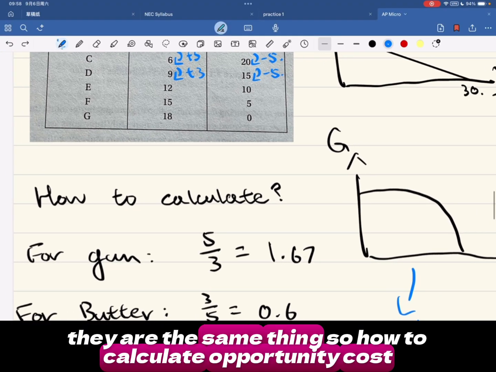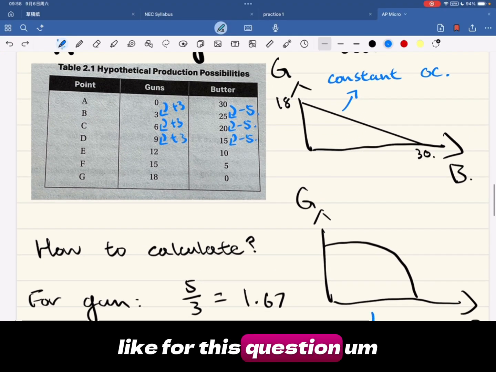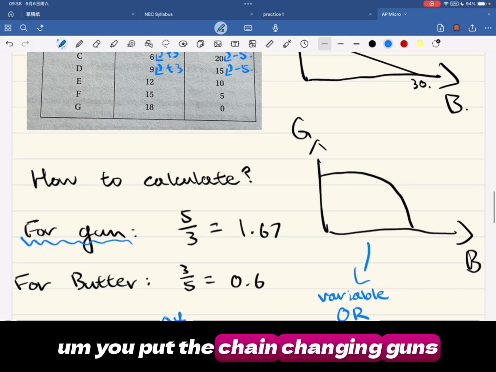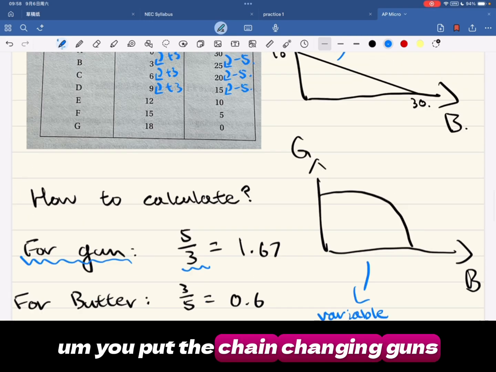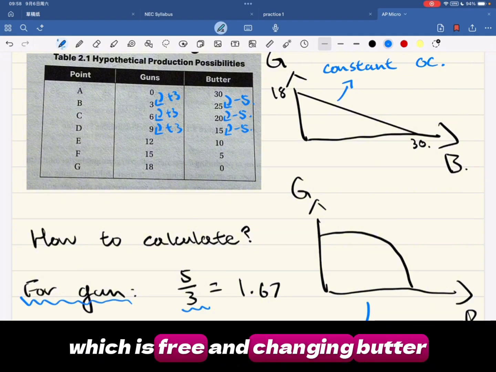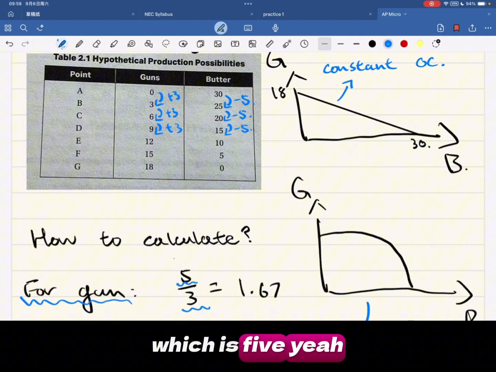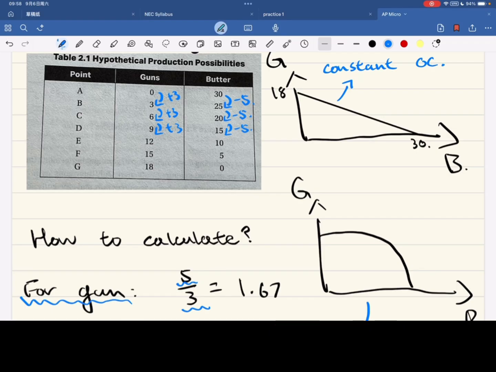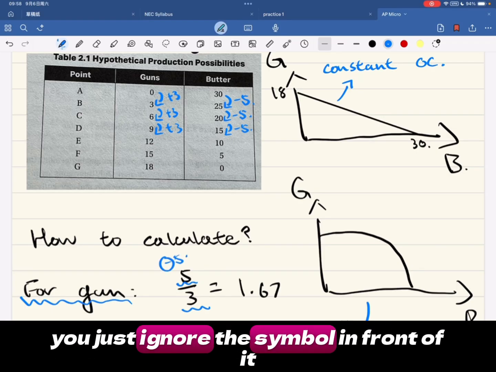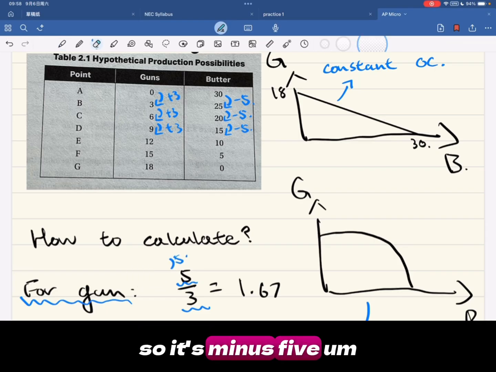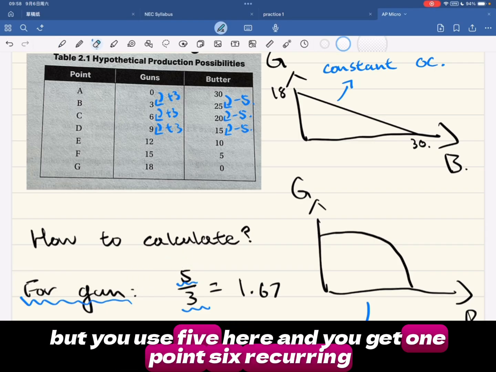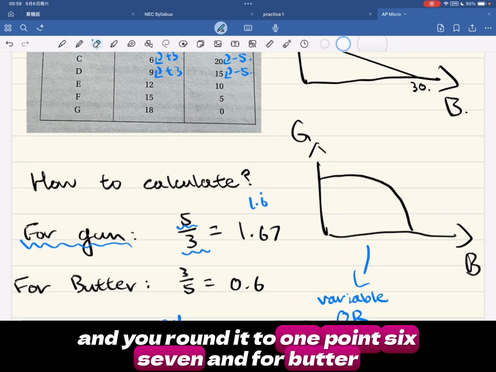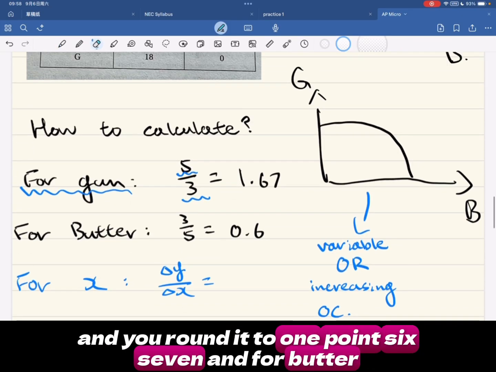So how do we calculate opportunity cost? For this question, for guns, you put the change in guns, which is 3, and the change in butter, which is 5. When you're calculating opportunity cost, you just ignore the sign in front of it. So it's minus 5, but you use 5 here. And you get 1.6 recurring, and you round it to 1.67.